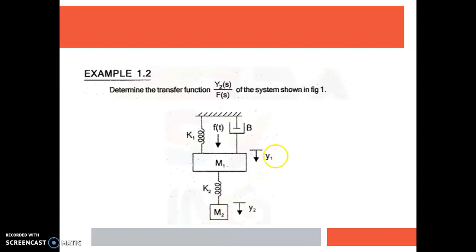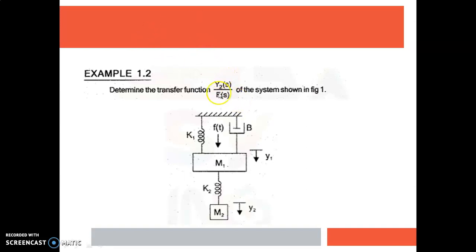But in the question itself, that is directly given: corresponding to M1 the displacement is y1, and corresponding to M2 the displacement is y2. Since y1 and y2 are considered outputs, if the question is just to find the transfer function of the system, you can find either Y1(s) divided by F(s) or Y2(s) divided by F(s). But here the question specifically mentions that you have to find Y2(s) divided by F(s). So now we are going to find Y2(s) divided by F(s).